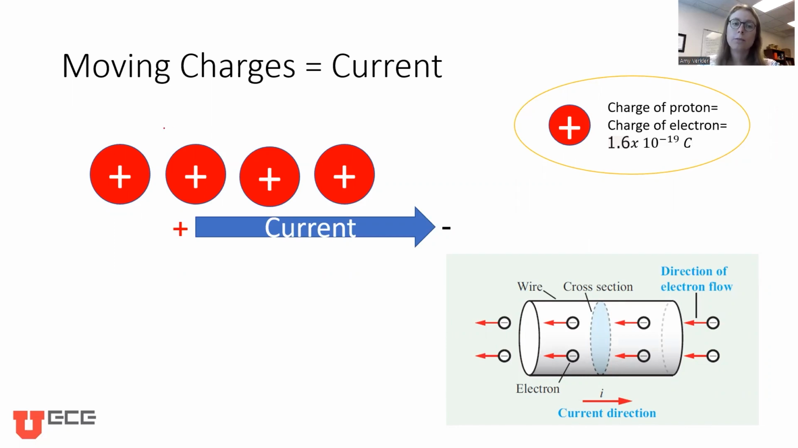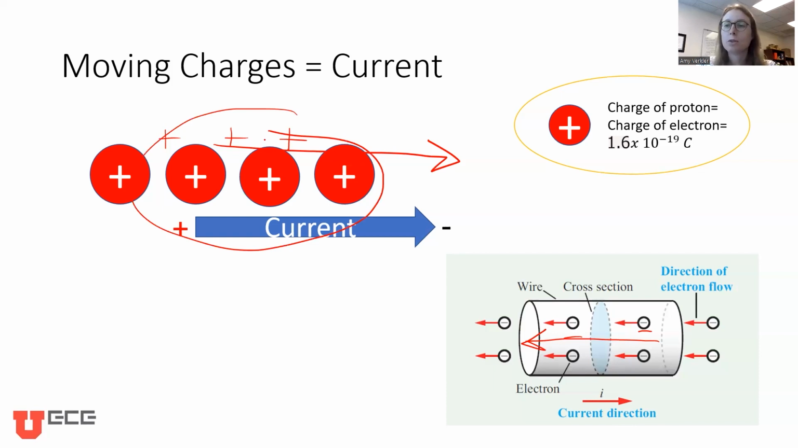And current is created by the movement of charges. So as these positive charges move to the right, they create a positive current. Similarly, we could think about negative charges or electrons moving to the left, and that would create a positive current in the opposite direction. Either way is valid to think about charges moving and creating current, but I like to think about positive charges moving in the same direction as positive current because I find it easier.